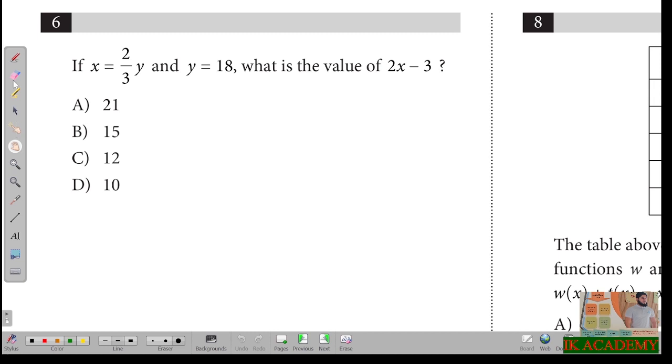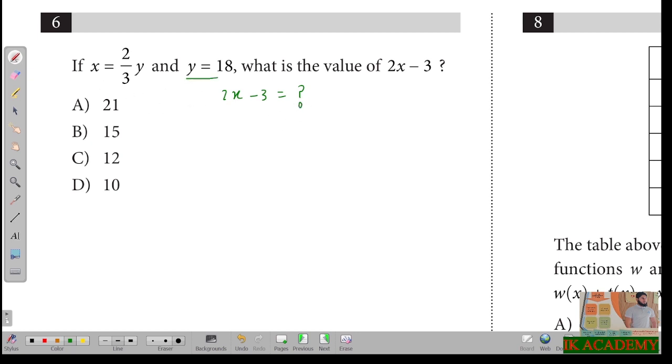Question number 6 is, if x is equal to 2 by 3 y and y is equal to 18, what is the value of 2x minus 3? Here we have the options. So I'm going to put the value of y, which is 18, into this equation. After getting the value of x, we will put this value in here so we can get the answer. Okay, the expression which we need to find is 2x minus 3.